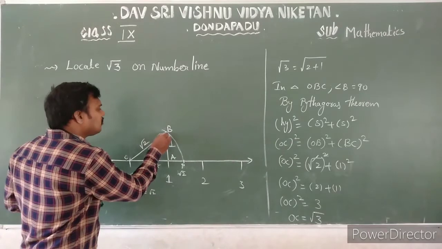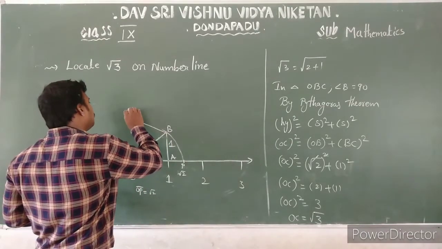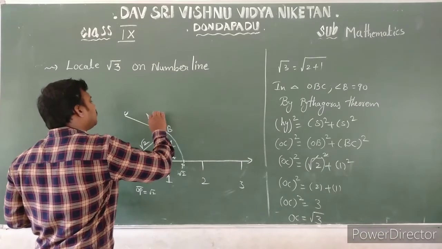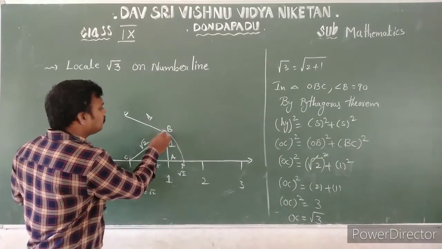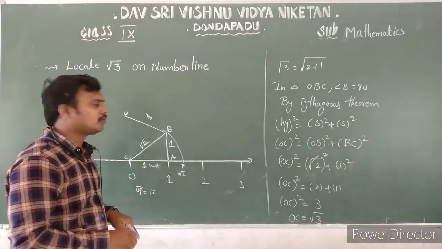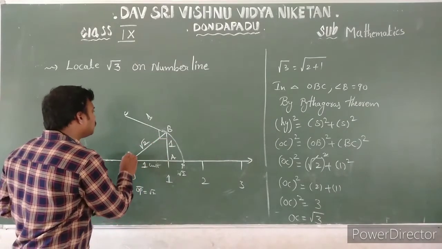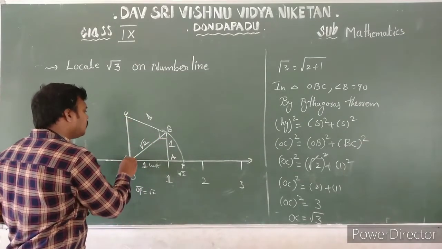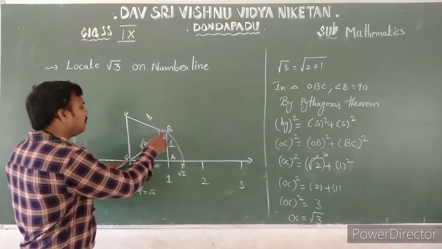BC also takes 1 unit length. That BC is perpendicular to AB. Now join OC. See, one more triangle is formed here, triangle OBC.